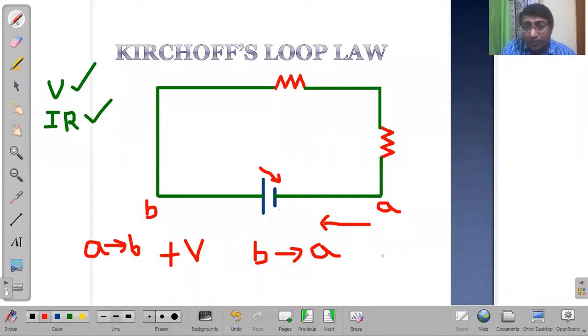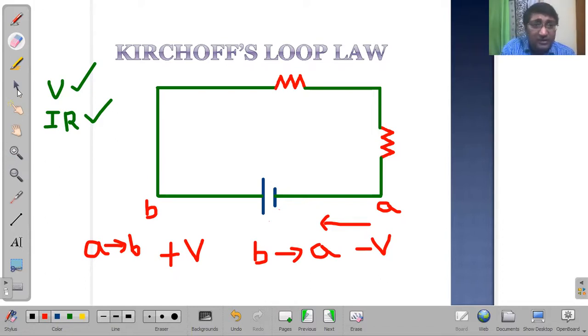So whenever you go from B to A, or from battery positive to battery negative, your potential decreases. So you have to write it as minus V. Just remember this simple thing. For a decrease in potential, you have to take minus V. For an increase in potential, take it as plus V. That's it, guys. That's the important part over here. Now you understood what you have to do whenever a battery comes into the picture. Observe if your potential is increasing or decreasing: positive for increase, negative for decrease.